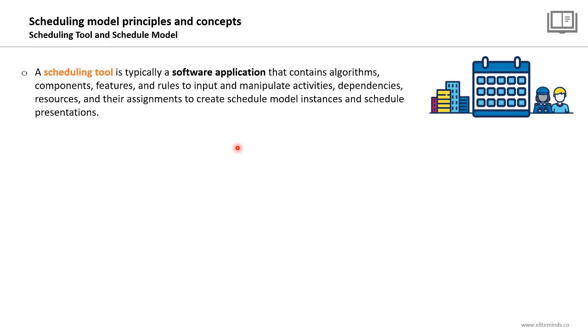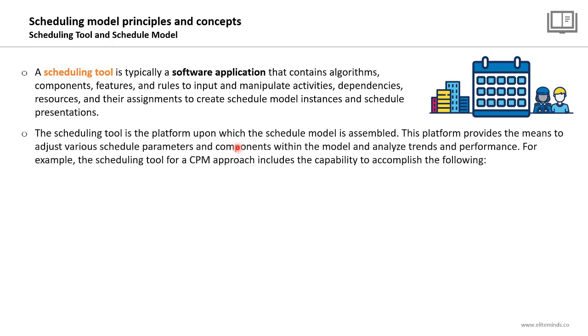So these days, with the high level of complexity in projects and the massive size, you cannot develop the project schedule manually. You cannot have the schedule model without using a professional and a well-structured scheduling tool. Simply, it's a software application that contains the algorithms we need, the components of the key schedule model, the features like adding the leads and adding the lags, adding the resources and adding their assignments, identifying the dependencies between the activities. All these are key features that should exist in the scheduling tool.